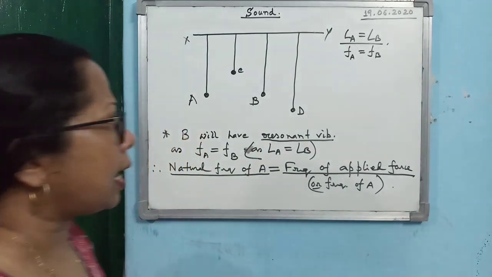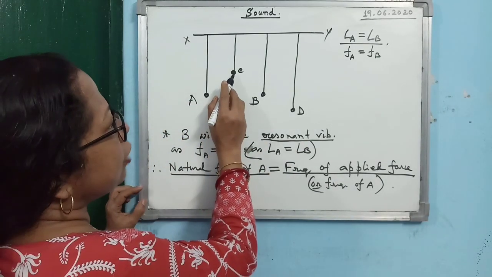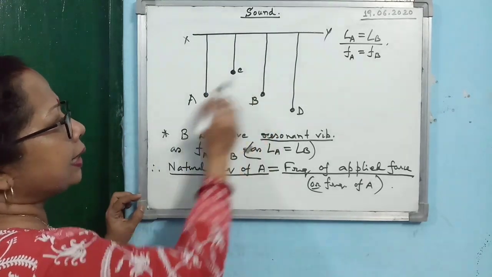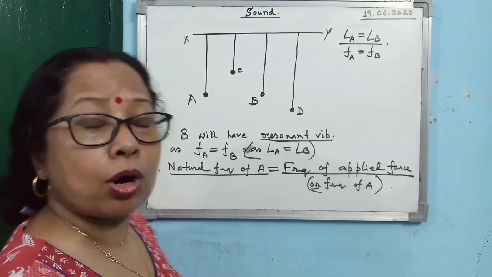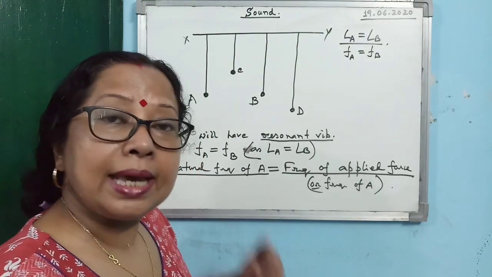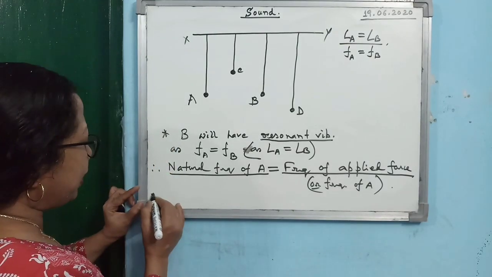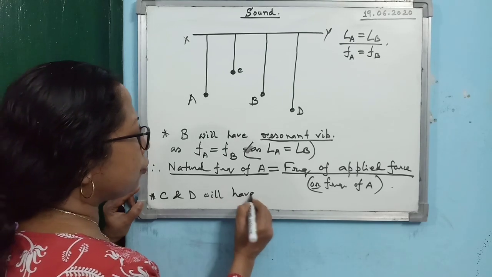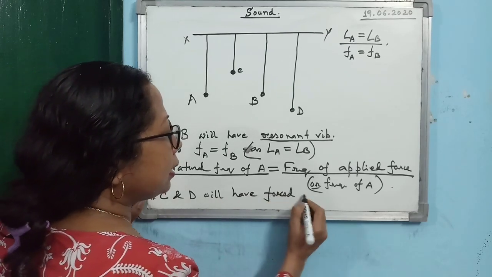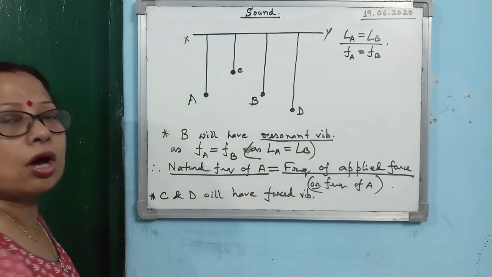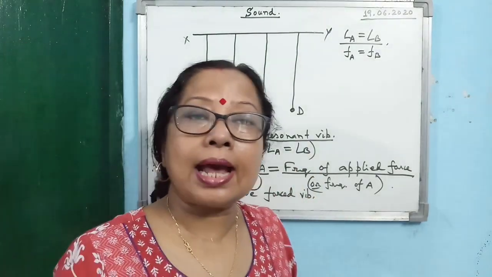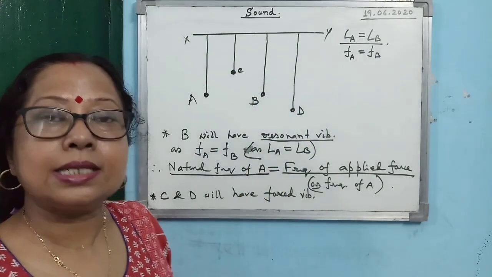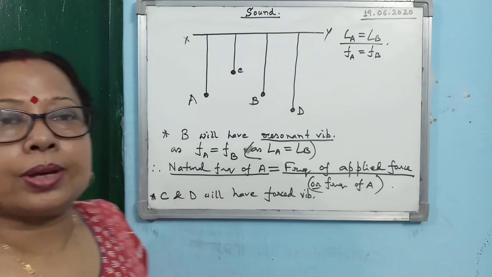Now there may be an associated question with this example. What kind of vibration will C and D have? Here, as C and D are connected with A, C and D will also vibrate. So C and D will have forced vibration, but they will never have resonant vibration. Why will they never have resonant vibration? Because the frequency of D and the frequency of C are not at all equal to the frequency of A.